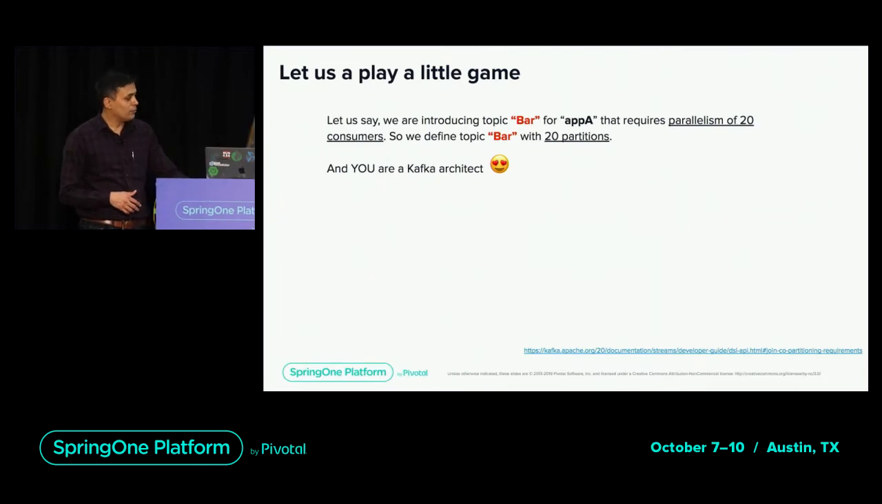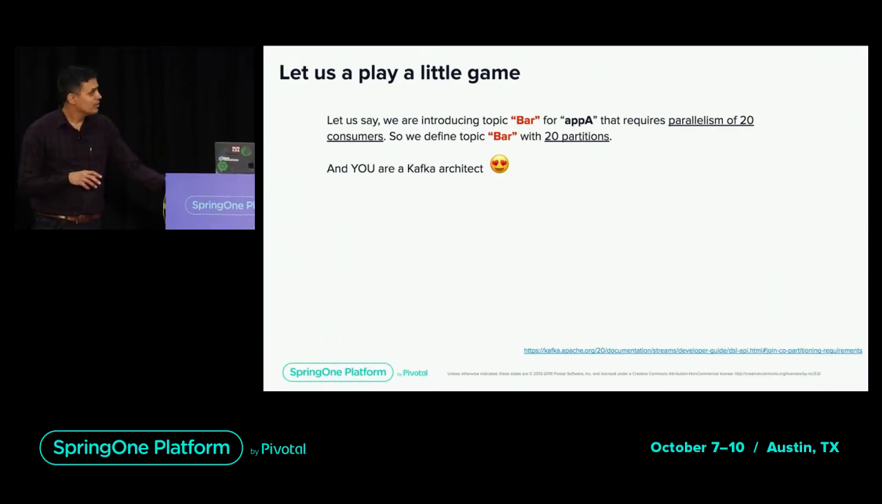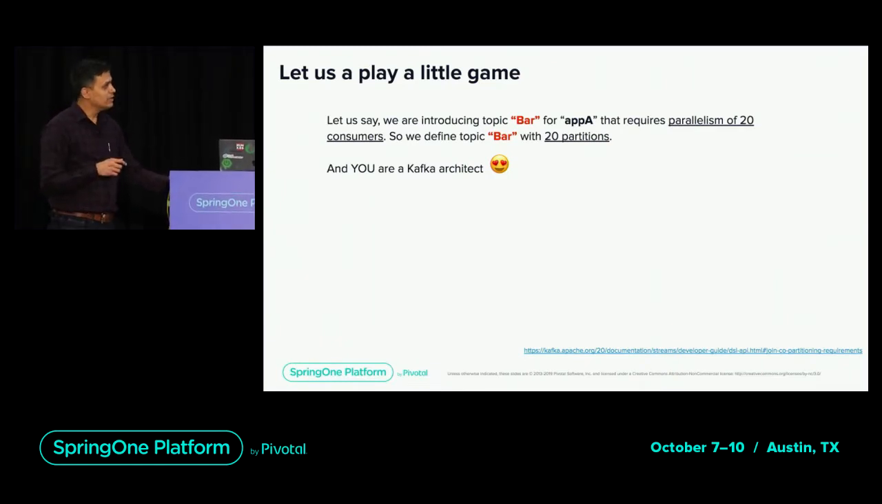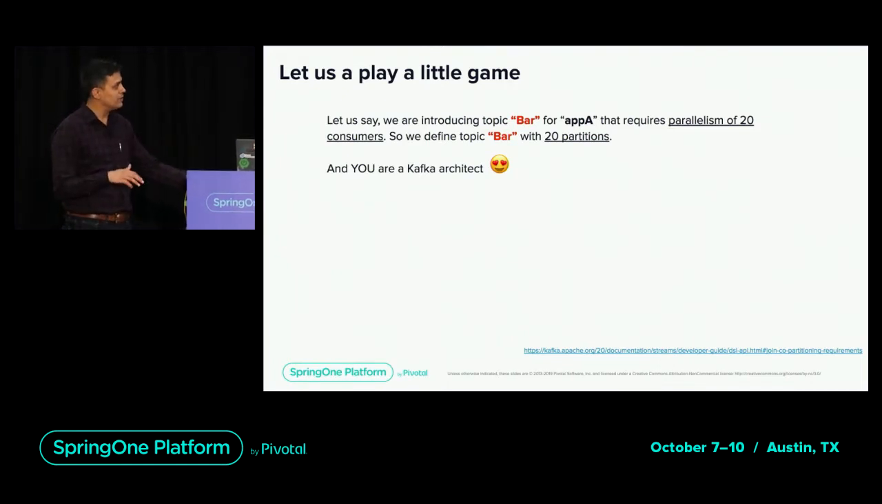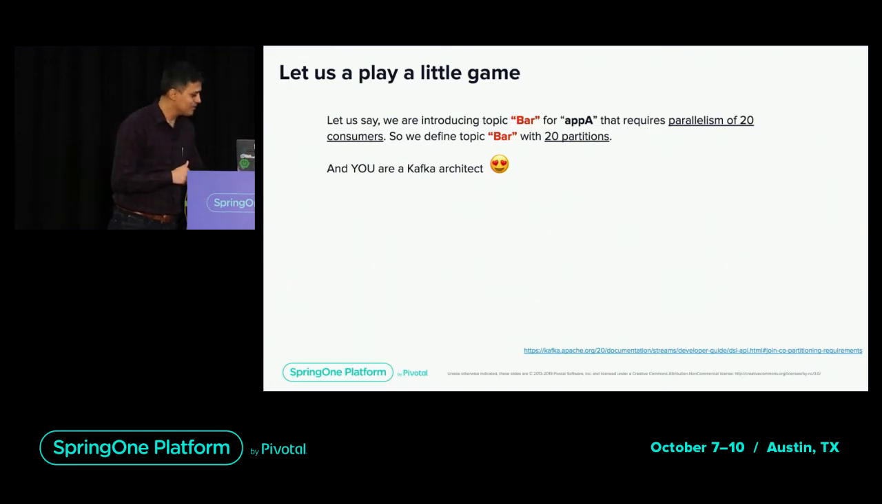Now, we talked about the partition challenges, right? Let's play a little game here. Okay, are you guys with me? Let us say we are introducing a topic called bar for application A that requires a parallelism of 20 consumers. So you plan your partitions according to the parallelism requirement of 20 consumers. You do that, everything is fine. You define a topic with 20 partitions. Life is great. You're a Kafka architect. You're excellently happy. You've done everything that your developers have asked for.